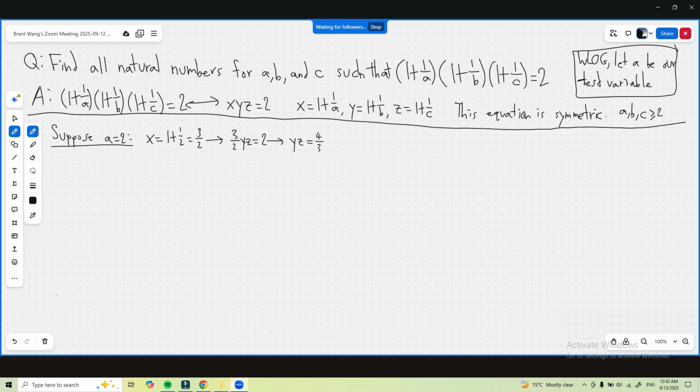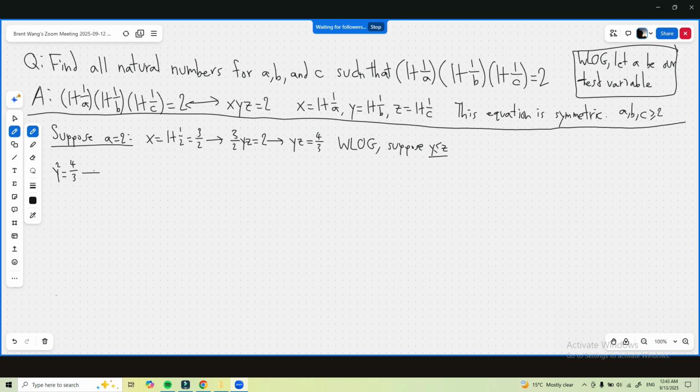Now, once again, WLOG, without loss of generality, suppose y is less than or equal to z. The order really doesn't matter. You could say z is less than or equal to y. You'll get the same result. But I'm saying suppose y is less than or equal to z. And in this case, the maximum value of y is z. So then you'd have y squared is equal to 4 over 3.